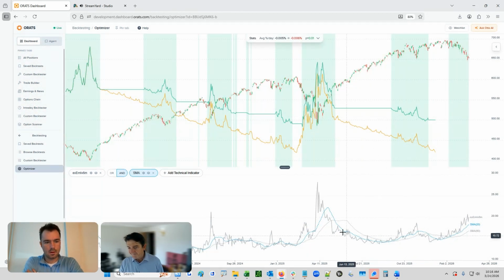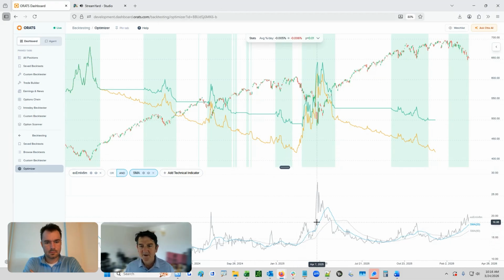So this didn't get out till here. This blue line is the fast line, the 20-day, and it didn't cross till here, and the market had already rallied quite a bit, so it's a little bit slow. And again, if you wanted to make it quicker, there are ways to do that. You could look at the slope of this and do things along those lines.